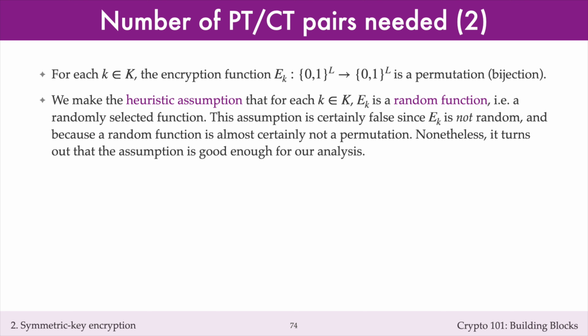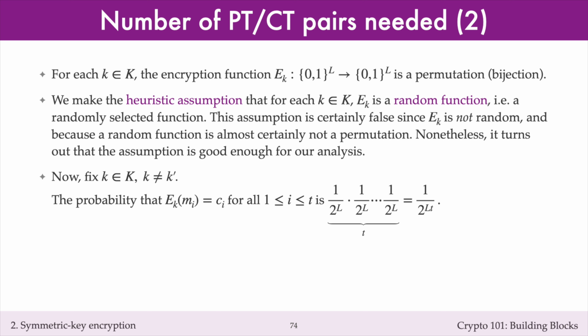This assumption is certainly false, since in practice, an encryption function is not a random function. And also because a random function is almost certainly not a permutation, in other words, isn't invertible. Nonetheless, it turns out that this assumption is good enough for our analysis. This can be justified formally, but I won't do that here.